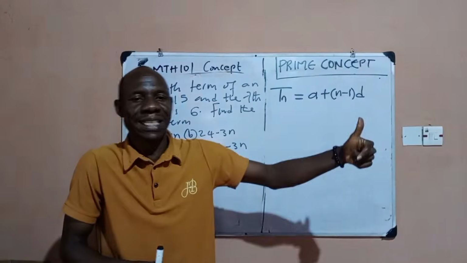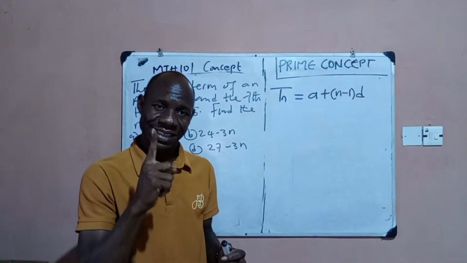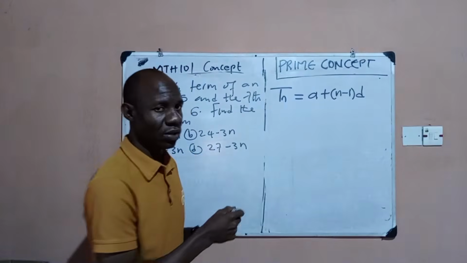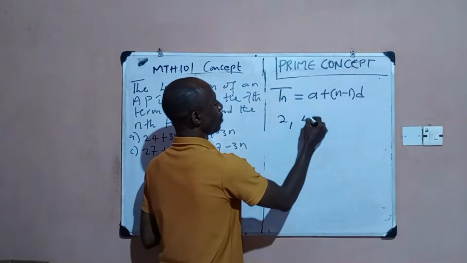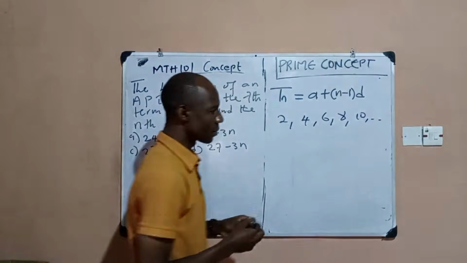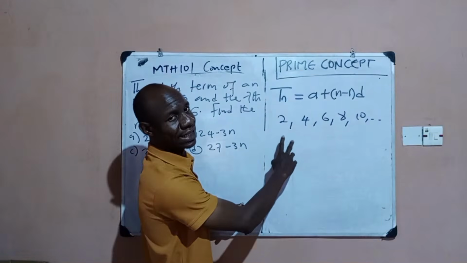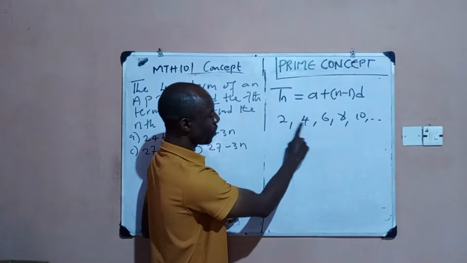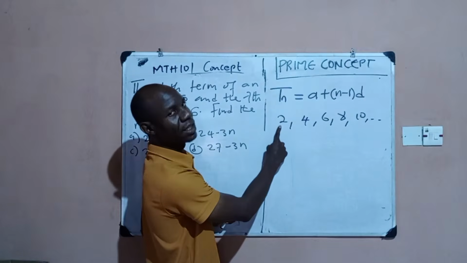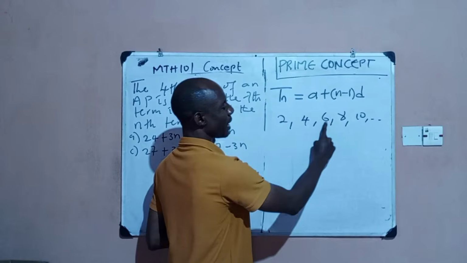When you say nth term, it is talking about position. Nth term is talking about what? Position. If I have something like 2, 4, 6, 8, 10, and so on, please, how do I know this is an AP? First, I want to check, 4 minus 2 is what? Is 2. 6 minus 4 is 2. 8 minus 6 is 2.